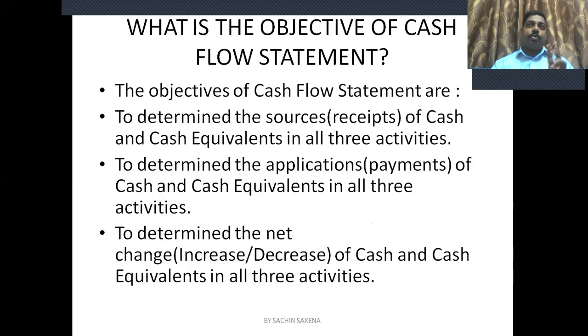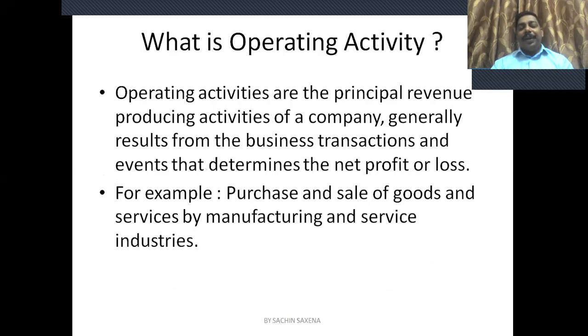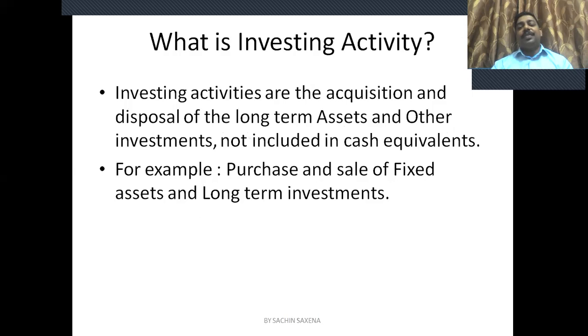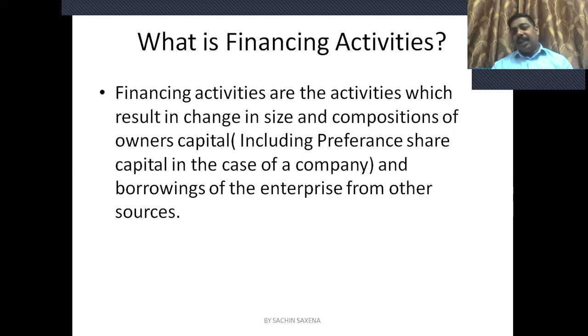Objectives of cash flow statements are 3 that I've explained to you. First objective is to find out the sources or receipt of cash. Second objective is to find out the applications or payment of cash. And third objective is increase or decrease in cash and cash equivalent. The operating activity is concerned with the principal revenue resource or producing activities of the company through which they generate net profit or loss. Investing activity is concerned with acquisition or disposal of long-term assets and other investments. Financing activity is concerned with the composition or size of capital.